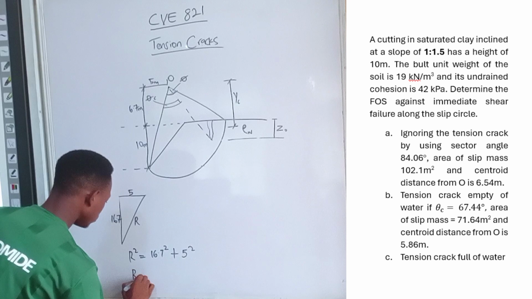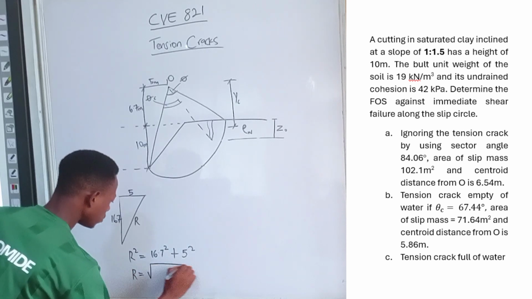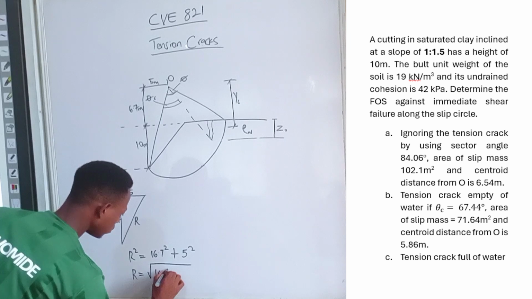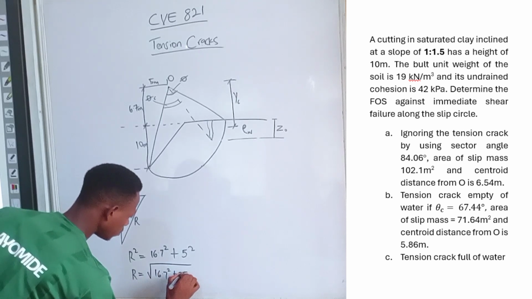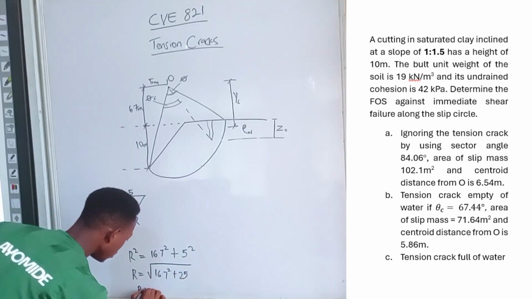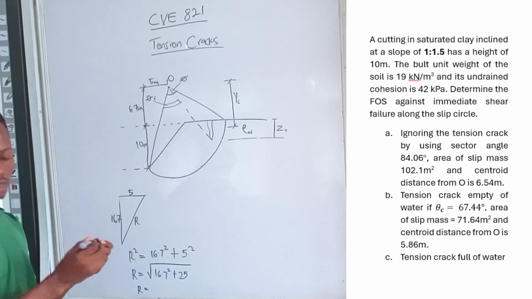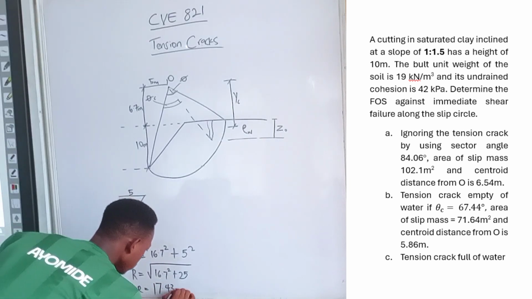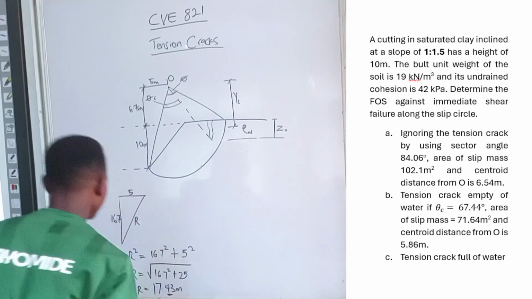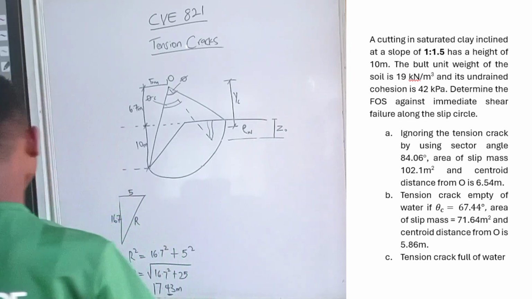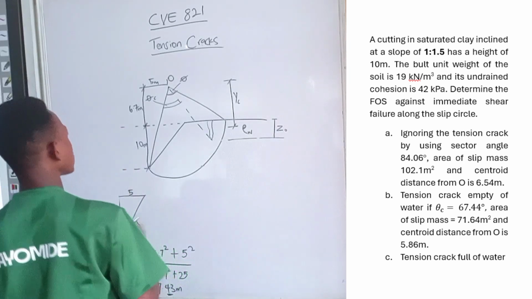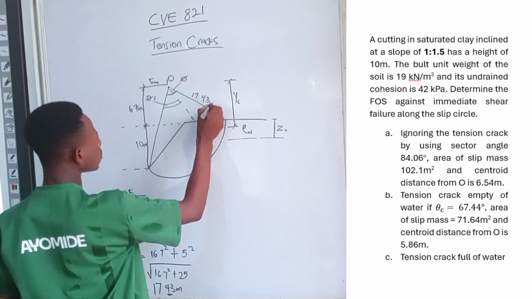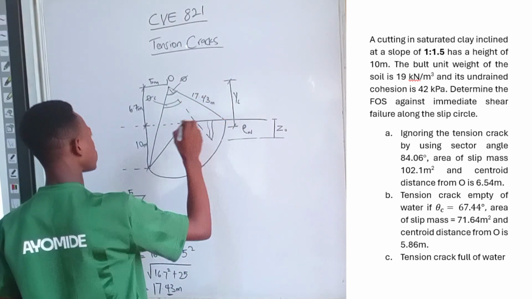What's the value of R? We've gotten the radius as 17.43.